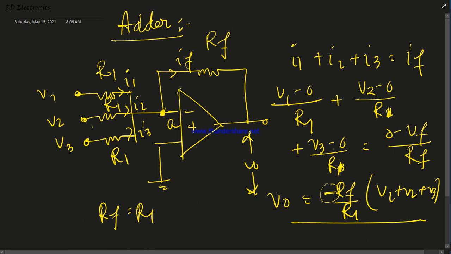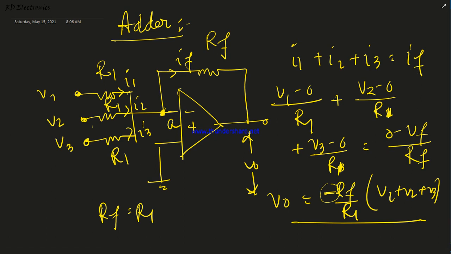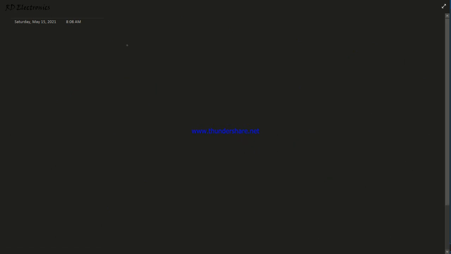If we want the output to be non-inverted, then here we again connect one inverting amplifier with gain equal to 1. Okay, so that's why the negative becomes a positive sign across the output. Okay, so this is the adder, also known as an inverting amplifier application. The next circuit we will discuss is the differential amplifier.